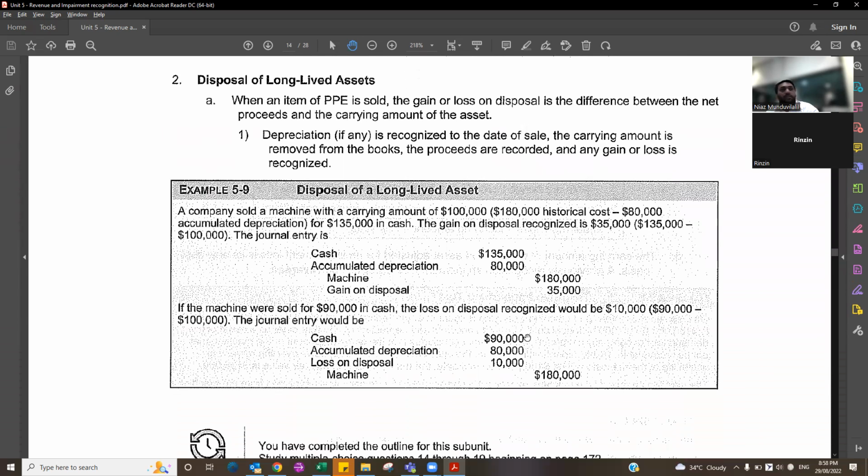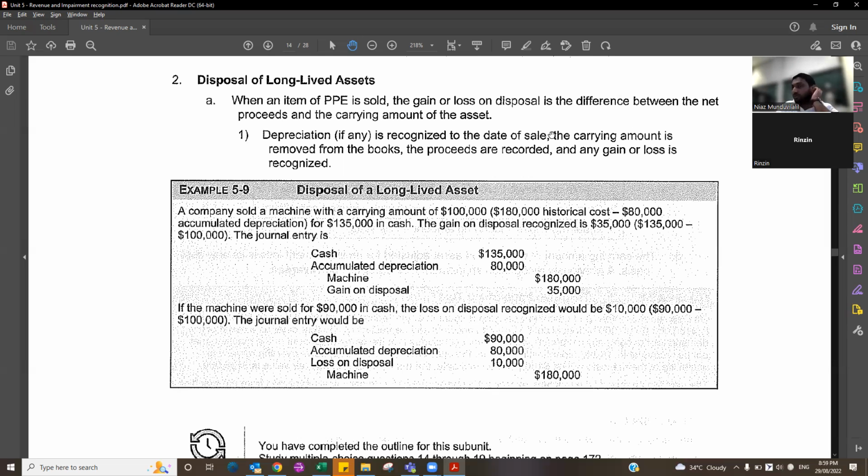Disposal of long-lived assets. When you sell your asset, you will either recognize a gain on disposal or a loss on disposal. When you remove an asset from your books, you have to remove not only the historical cost but also the accumulated depreciation. When an item of PP&E is sold, the gain or loss on disposal is the difference between the net proceeds and the carrying amount of the asset. Depreciation is recognized up to the date of sale.